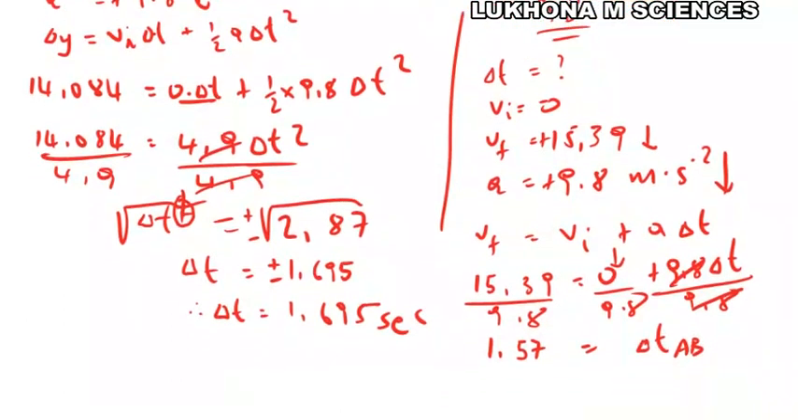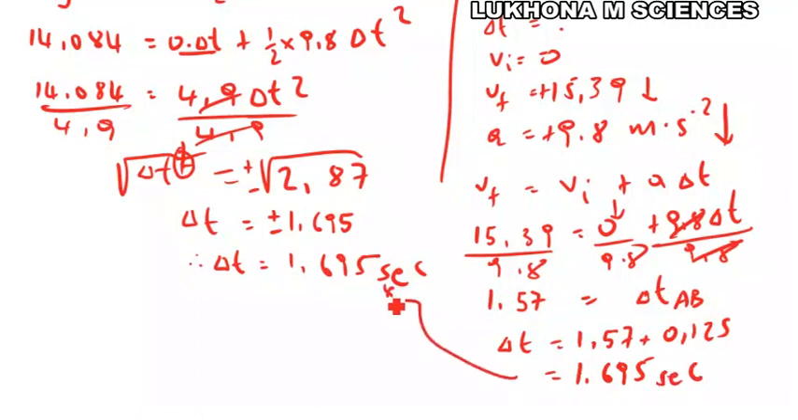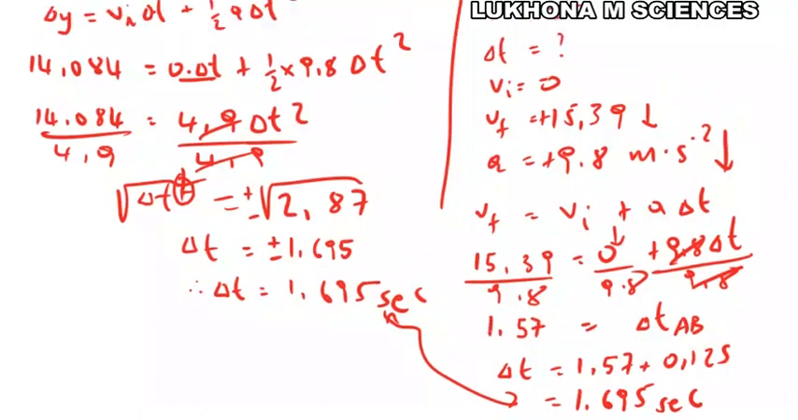Therefore, the total time will be equal to 1,57 plus 0,125. Then we get 1,695 seconds, which is the same as this one. Okay, so we have two options here. Let's go to the next question.